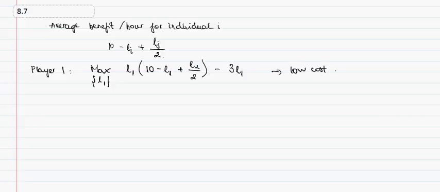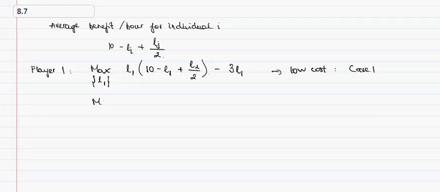Now for the high cost, it's going to be exactly the same. So I'll say this is case 1.